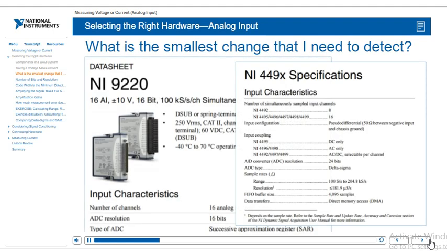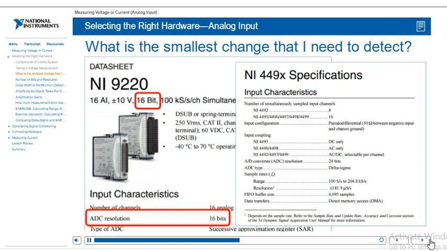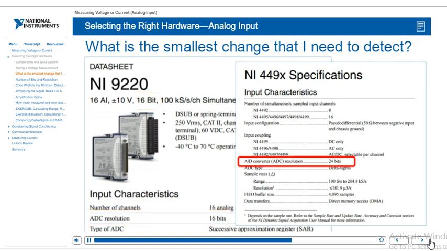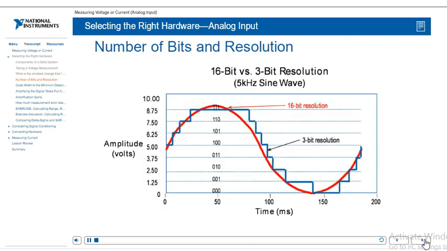To figure out the smallest change our device can detect, we'll start by looking at the resolution, or number of bits of the device. You can think of the resolution as similar to the marks on a ruler. The more marks, the more precise the ruler is going to be. The higher the resolution is on a device, the smaller the detectable range it's going to have. The smallest detectable change in your signal determines the resolution that is required of your DAQ device.